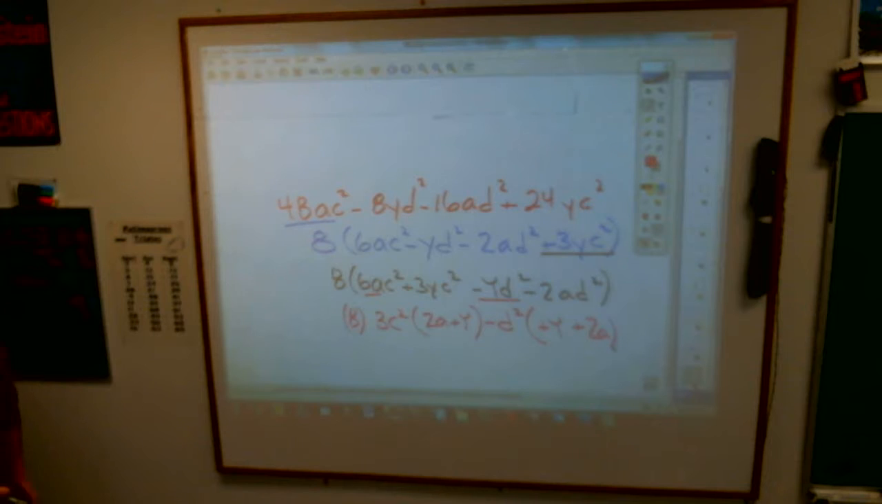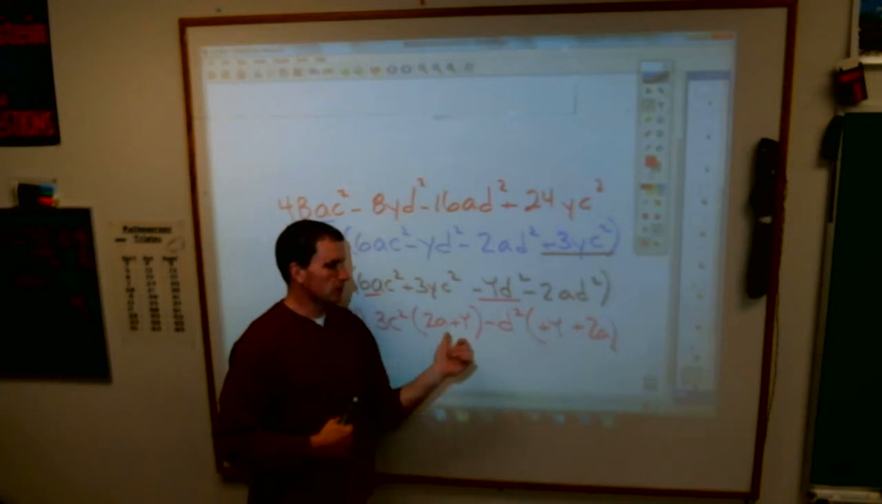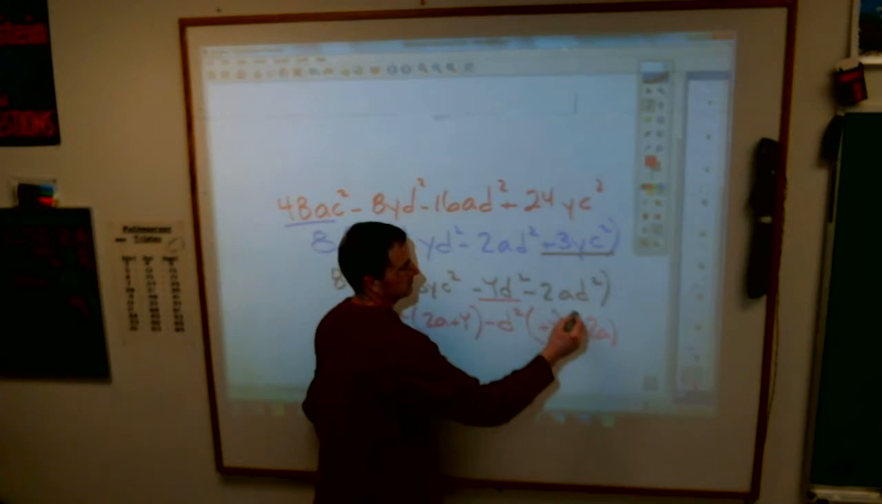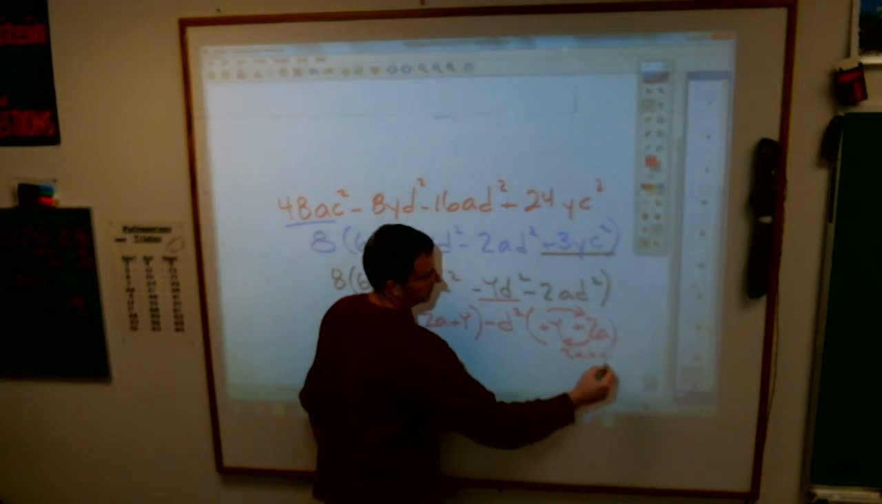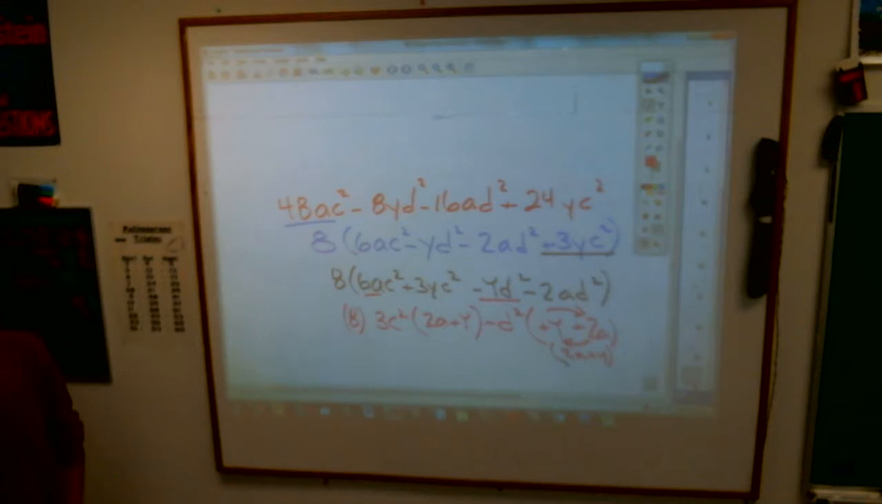And then you're going to have to recognize, are those the same? Yeah, they are. You can flip-flop it, because of the commutative property of addition, 2a plus y can be switched around there. So what does the whole thing look like when we're all done?